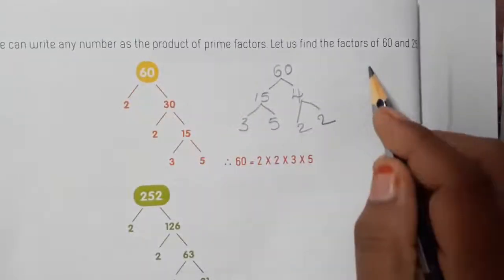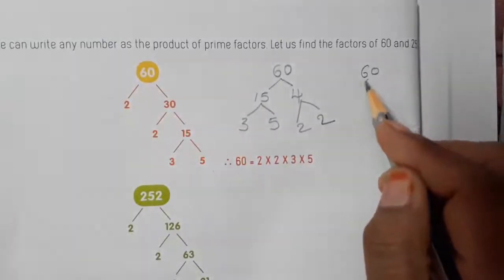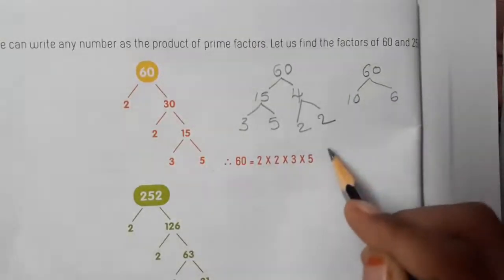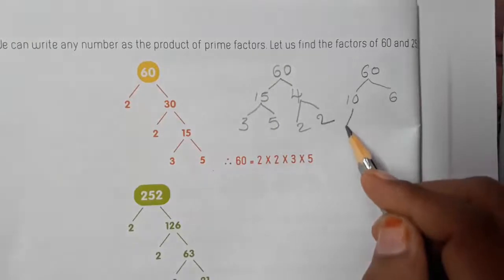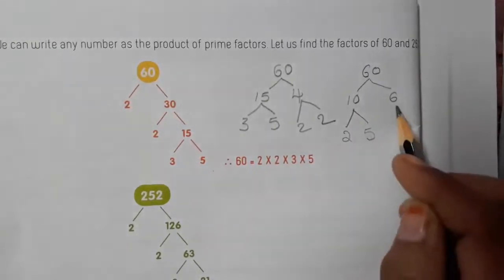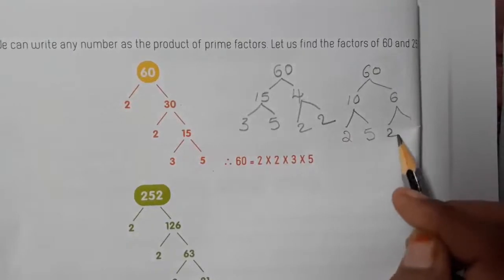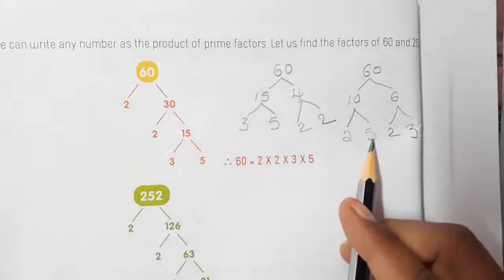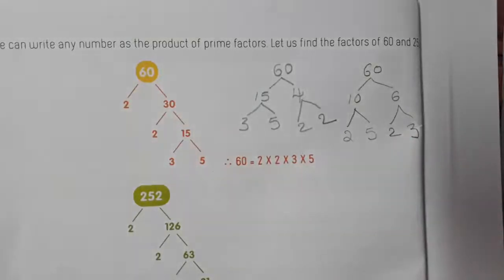And in another way, 10 sixes are 60. Divide 10 as 2 fives, and 6 as 2 threes. So here also 2, 5, 2, 3 are the prime factors.